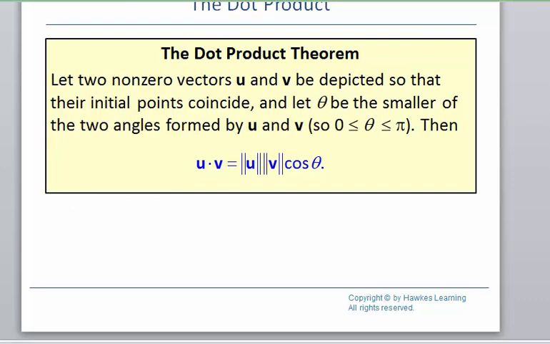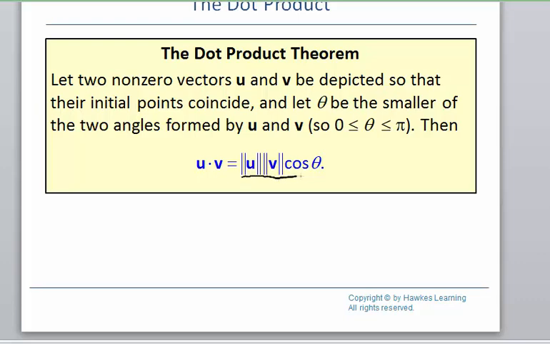We also have a theorem that says that if we have two vectors, u and v, and theta is the smaller of the two angles formed by u and v, then this statement is true. The dot product of u and v is equal to the magnitude of u times the magnitude of v times cosine theta. All right, and a lot of times we will see this theorem being used to solve for the angle. So let me go ahead and show you how this is going to work.